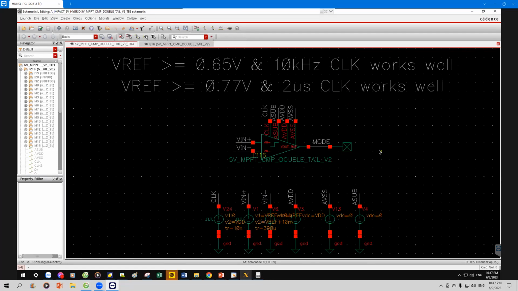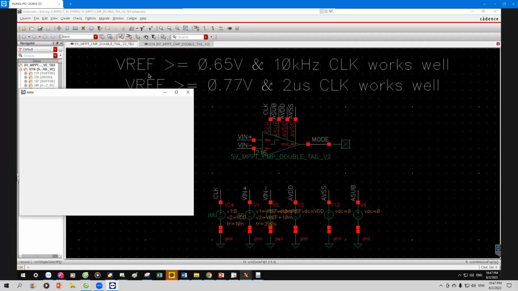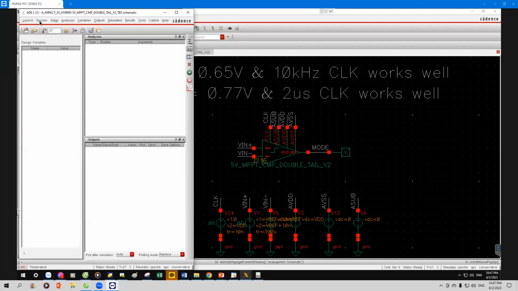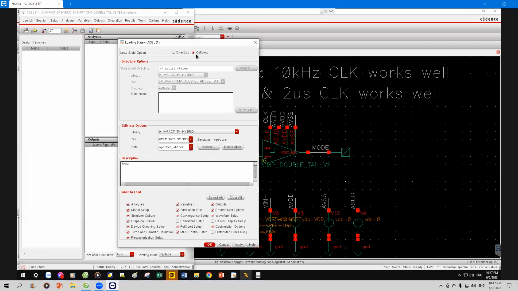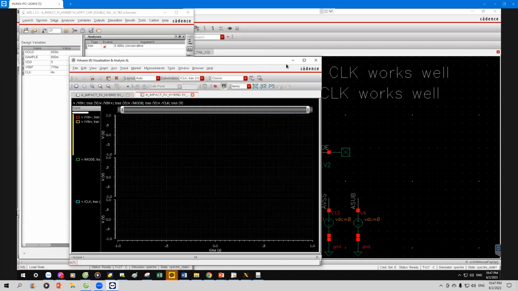So I will run this comparator. I will do it after the 2 weeks, right? Yeah, after 2 weeks.